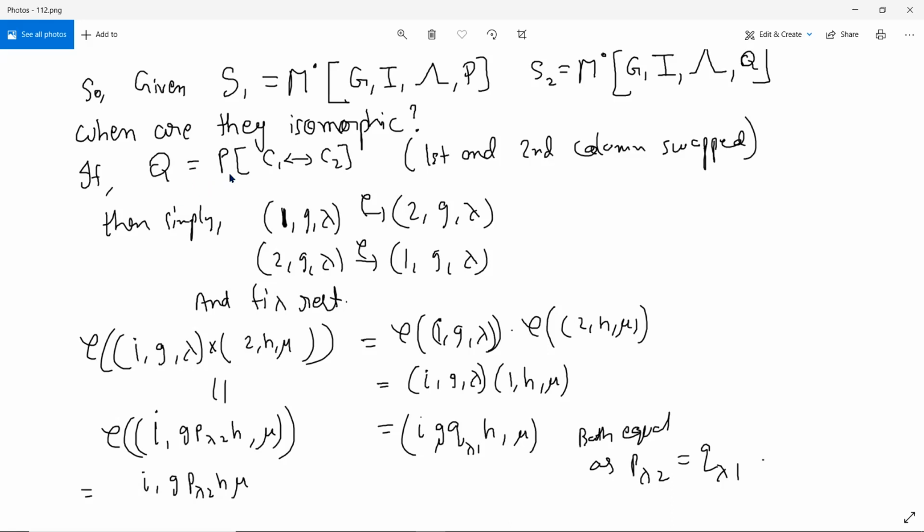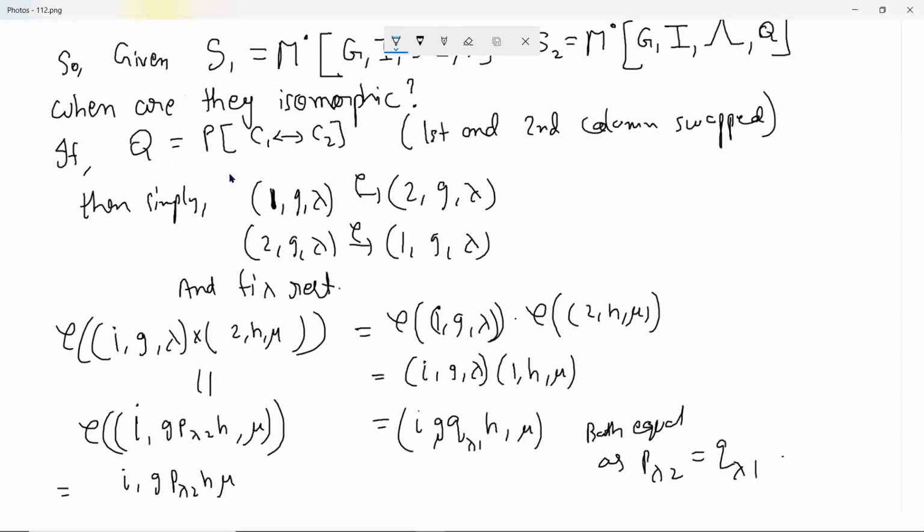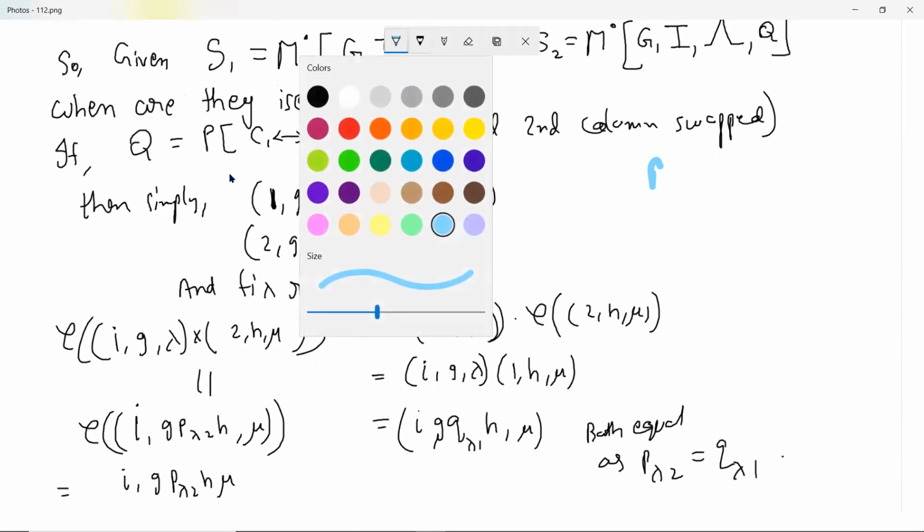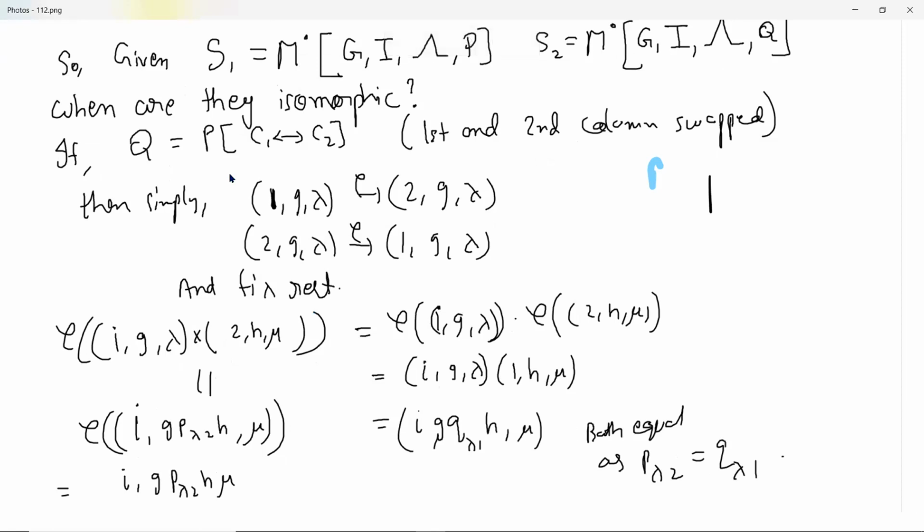Okay, what does it mean? It just means that if you're looking at the first column, this would be equal to Q of swapped, it would be Q of lambda 2. So just the columns are swapped, right? That's what this means. And the claim is then that these two semigroups will be isomorphic.